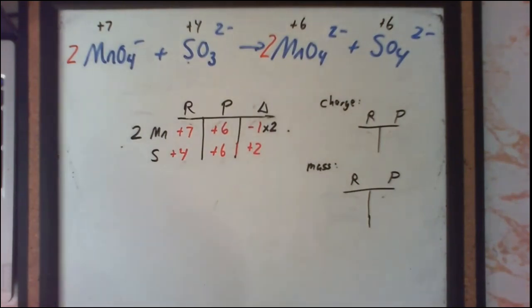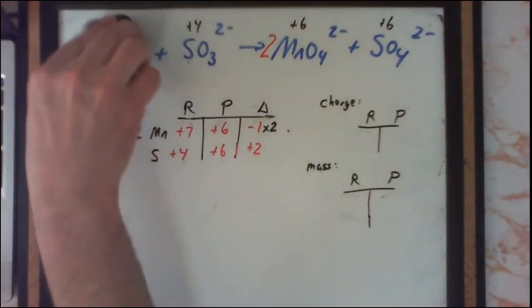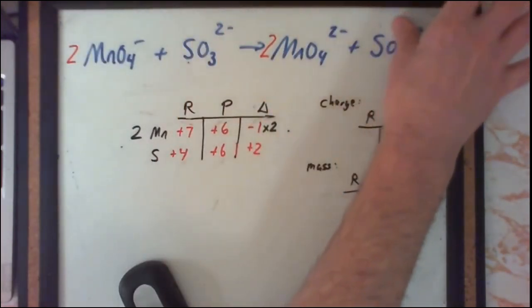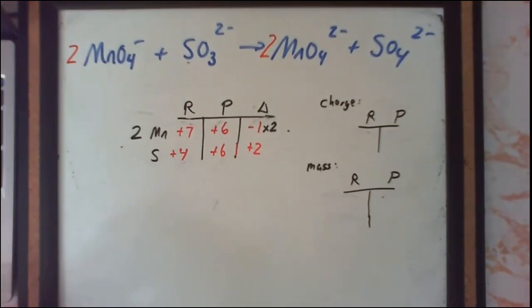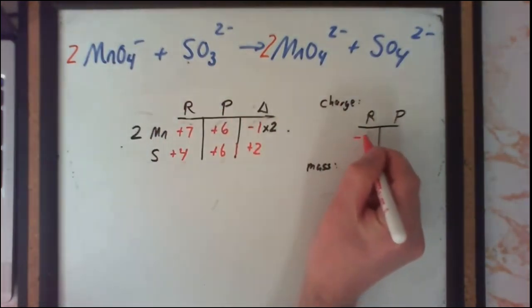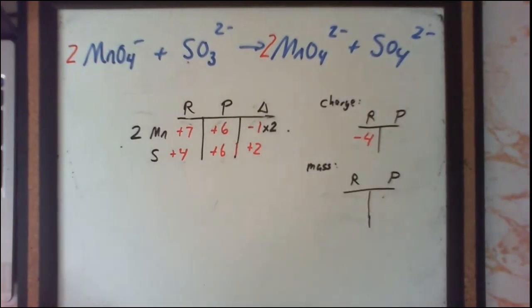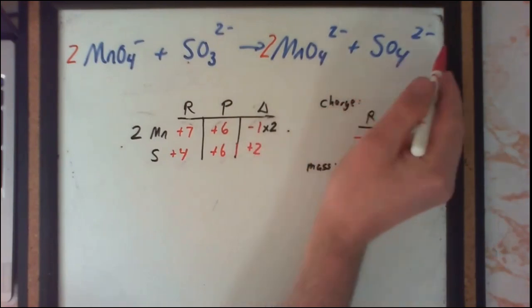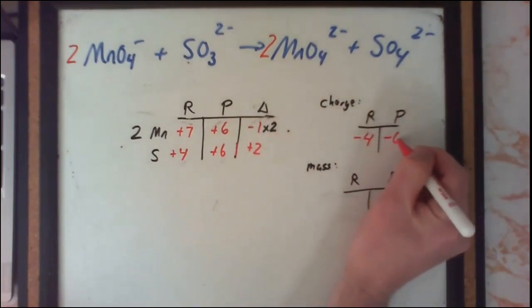The next step is I then want to balance the total charge by using hydrogen ions. So let's eliminate these oxidation numbers to avoid confusion. All these numbers up here. The charge, we have -2 plus a -2. We have a total right now of -4 charge on the reactant side. On the product side, I have -4 plus a -2, or -6.